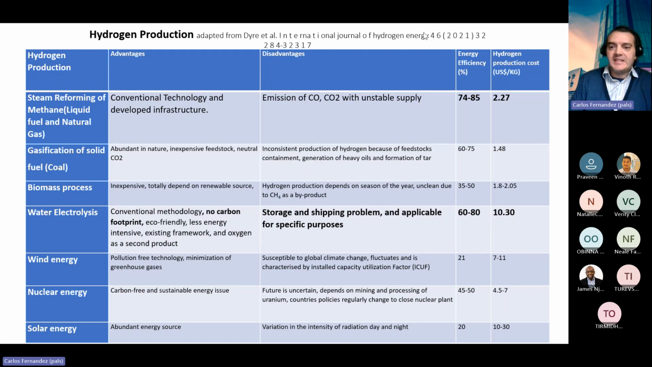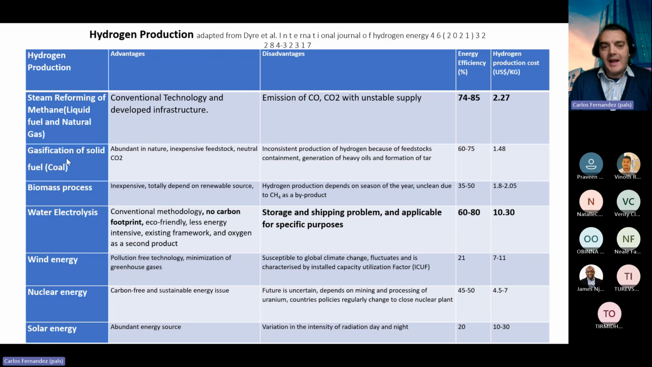Hydrogen production, as you can see, this is quite an interesting paper from 2021. In here, it mentions the production of hydrogen and also the main processes by which hydrogen is produced. As you can see, one of the main processes is the steam reforming of methane, so a liquid fuel and natural gas. One of the main problems is the emission of CO2 with unstable supply. At the moment, this is one of the best or more efficient systems, with 74 to 85% production.